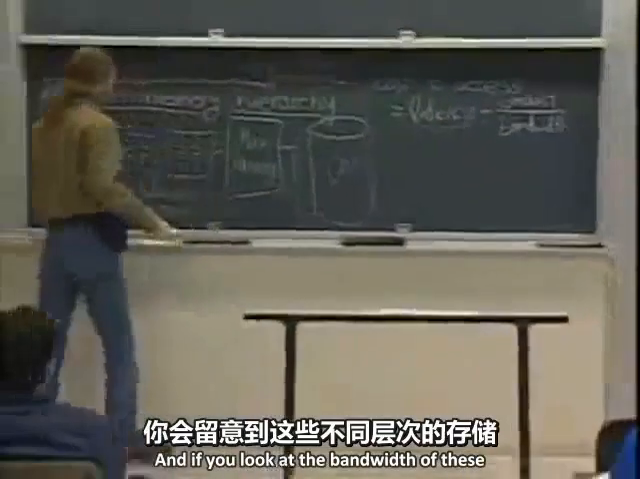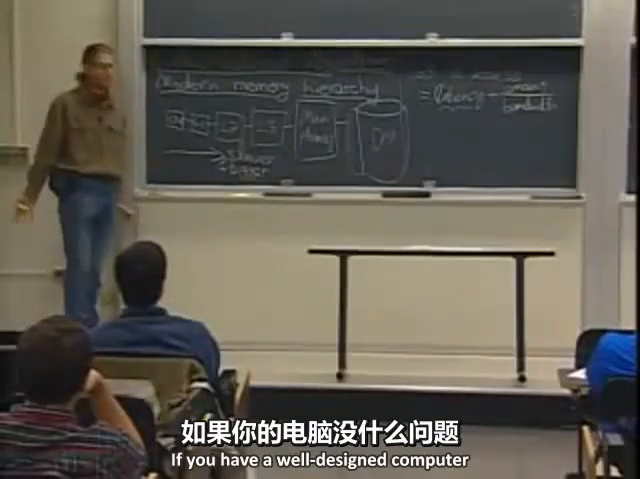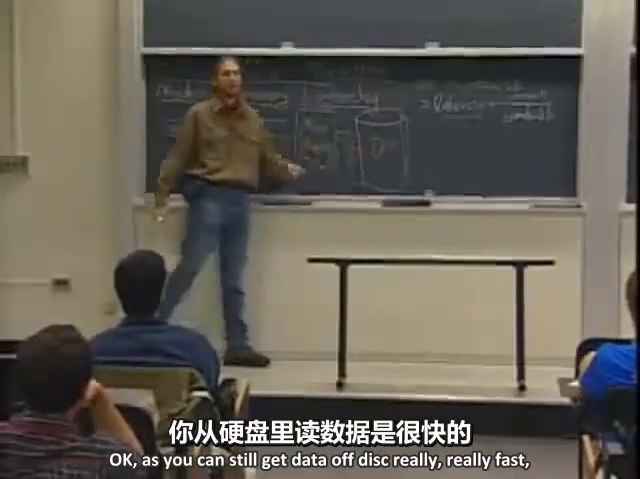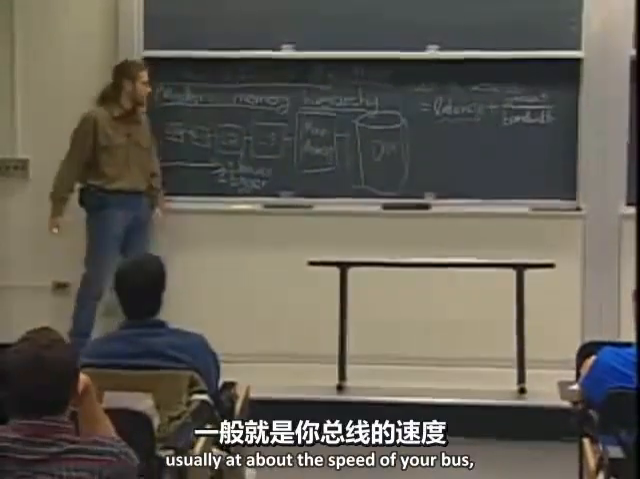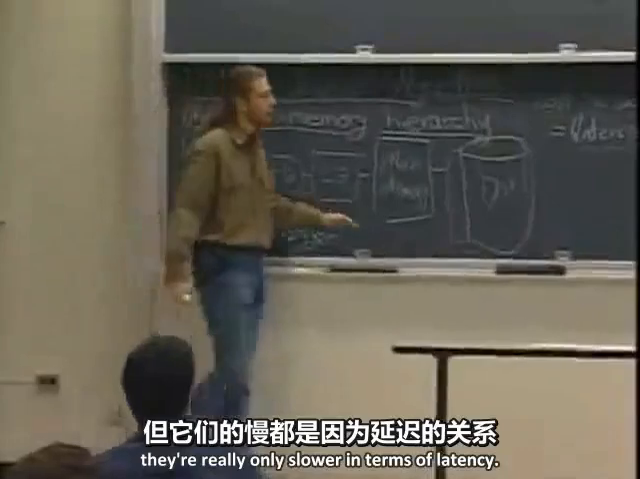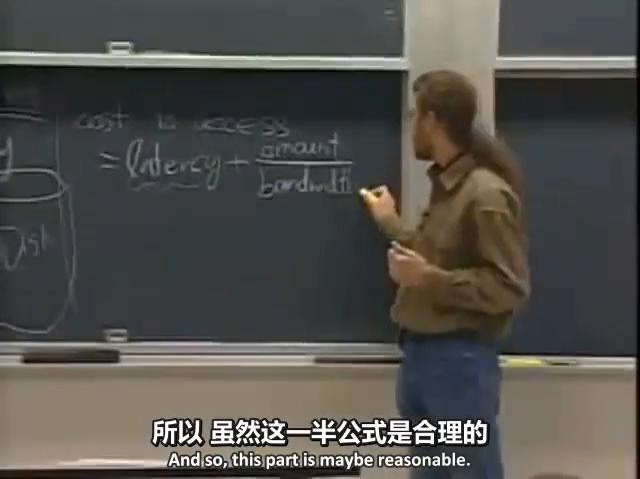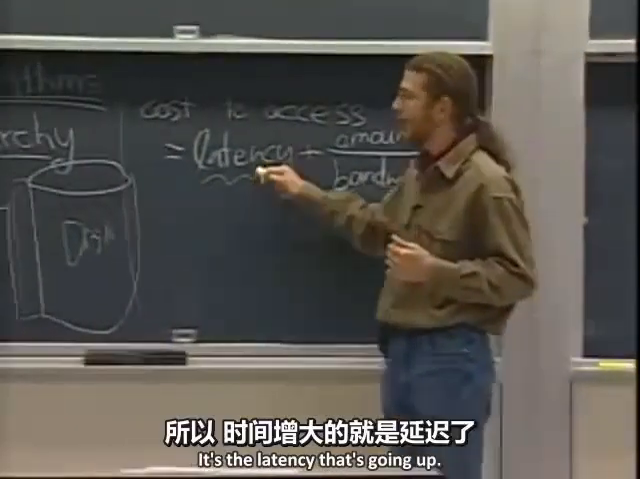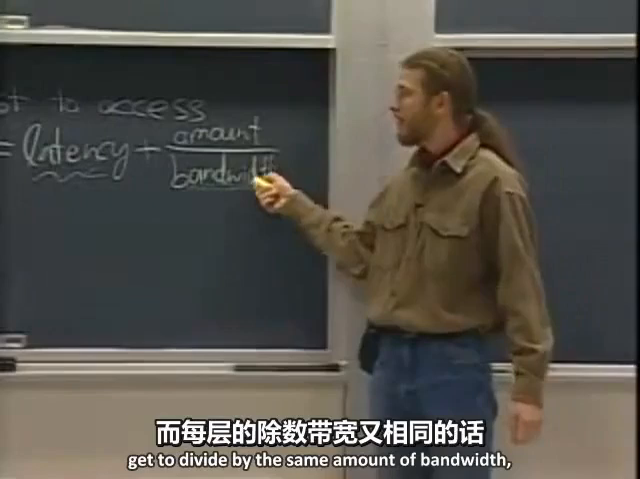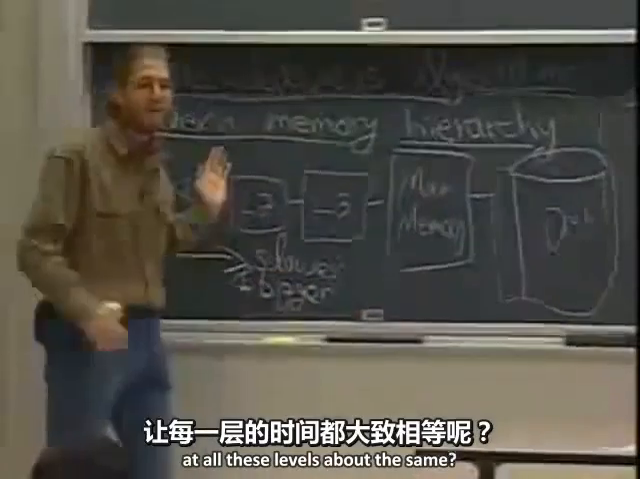And if you look at the bandwidths of these various levels of memory, it's all pretty much the same. If you have a well-designed computer, the bandwidth should all be the same. You can still get data off disk really, really fast, usually about at the speed of your bus. And then the bus gets to the CPU, hopefully, as fast as everything else. So even though they're slower, they're really only slower in terms of latency. So this part is maybe reasonable. The bandwidth looks pretty much the same universally. It's the latency that's going up. So if the latency is going up, but we still get to divide by the same amount of bandwidth, what should we do to make the access costs at all these levels about the same?